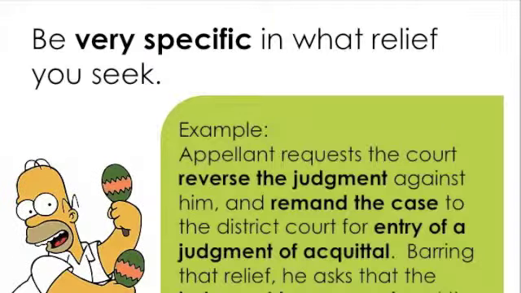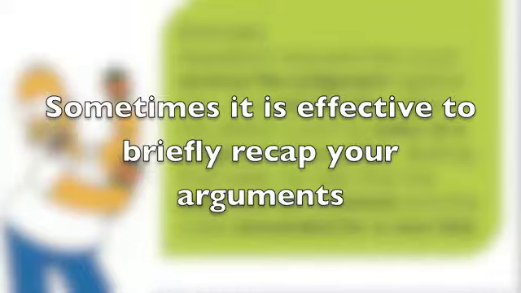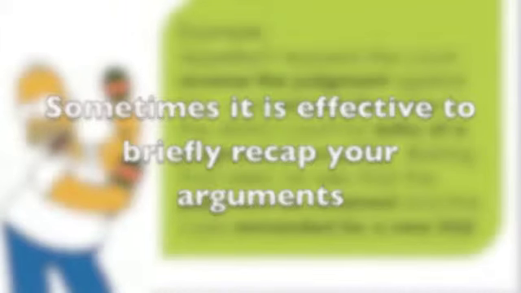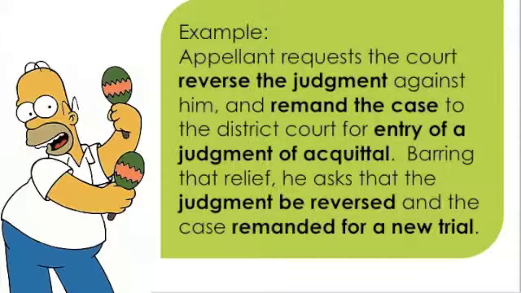Be very specific in what relief you seek. It can be effective to recap the argument, but it must be extremely concise. And a recap is not always necessary. Examples include: for the foregoing reasons, appellant requests the court to reverse the judgment against him and remand the case to the district court for entry of judgment of acquittal. Barring that relief, he prays that the judgment be reversed and the case be remanded for a new trial.